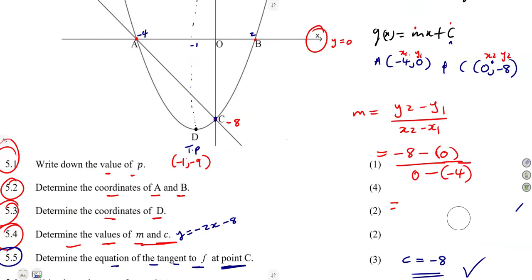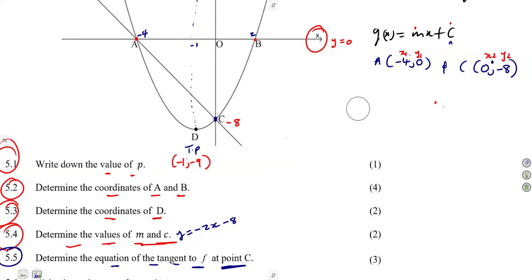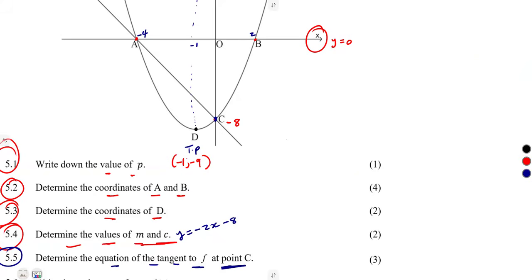All right, remember the tangent concept. If we are given that there is a tangent on F at point C, something like this, the question is to determine the equation.